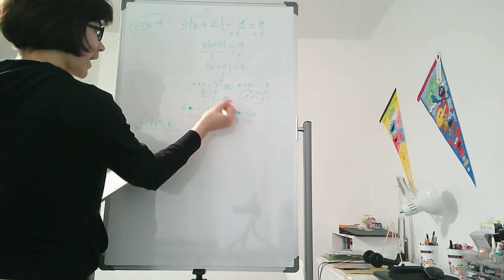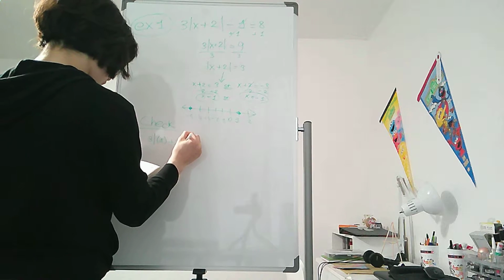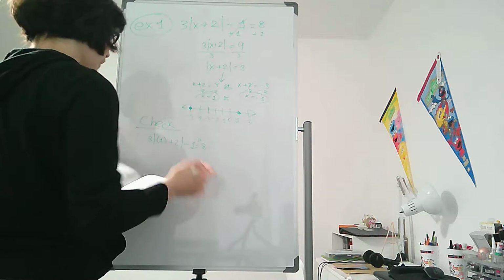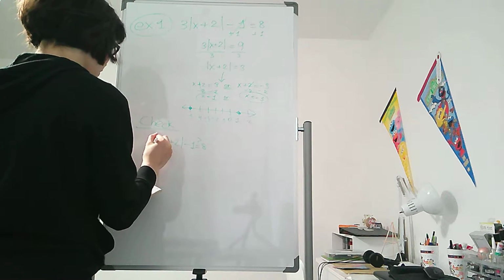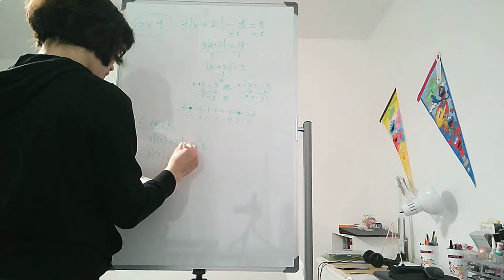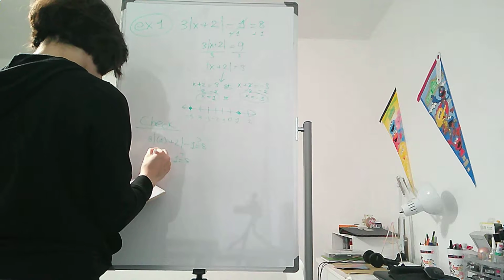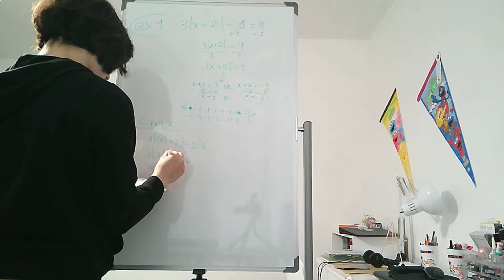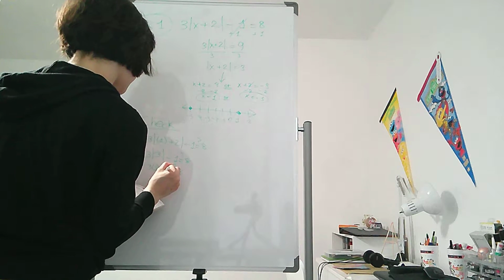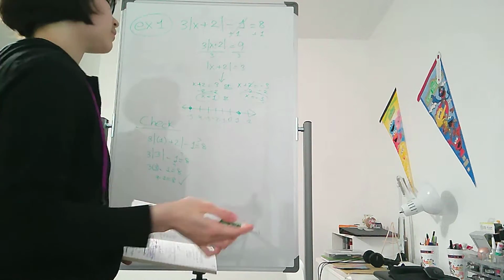Okay, so let's start with x equals 1. 3 times the absolute value of 1 plus 2 minus 1. Does that equal 8? We're going to put a question mark above the equal sign because we're not sure yet. So let's simplify. 1 plus 2 is 3, and the absolute value of 3 is 3. So we just have 3 times 3 minus 1 equals 8. And we can confirm, because 3 times 3 is 9, and 9 minus 1 is definitely 8. So 1 checks out as a solution.